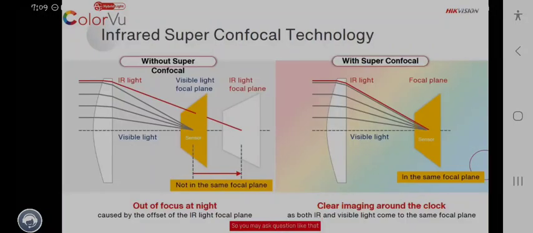So you may ask a question like this: the infrared light and the visible light have different focal planes, so how can the camera generate a clear image at night when switching the supplemental light? Infrared superconfocal technology solves the problem. A lens with superconfocal ensures both IR and visible light come to the same focal plane. When you enable the smart mode of supplemental light, the camera will always generate clear imaging around the clock.